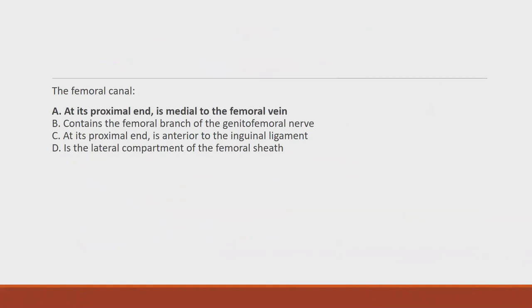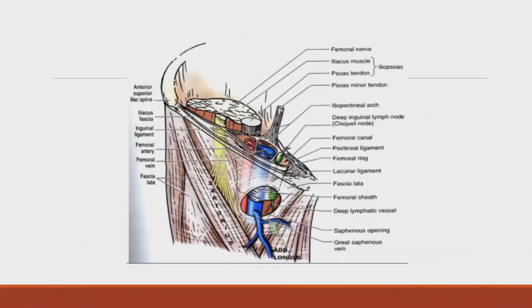It's medial to the femoral vein. It's right next to the femoral vein. And the femoral canal is this thing over here, which includes some of your lymphatics. And it's actually kind of important, I guess, because it allows your femoral vein to dilate.